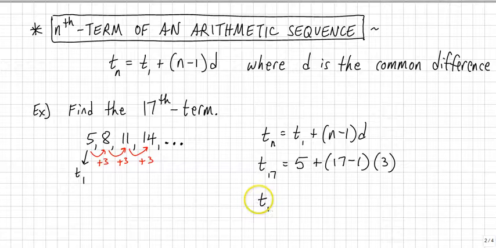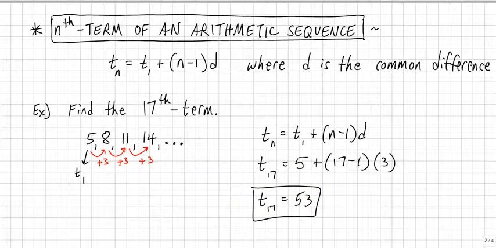So the 17th term in that sequence, if I wrote them all out, would be 53. That one's easily checked because 17 terms isn't that many, so you could just keep adding 3 until you got to the 17th term and double check that it really is 53.